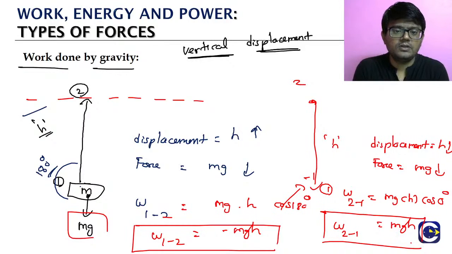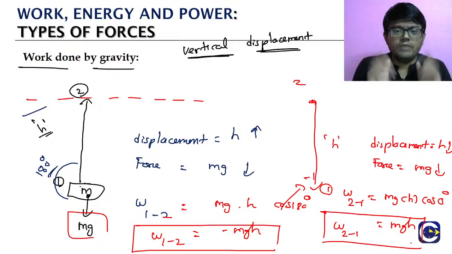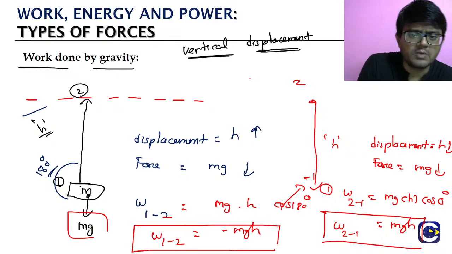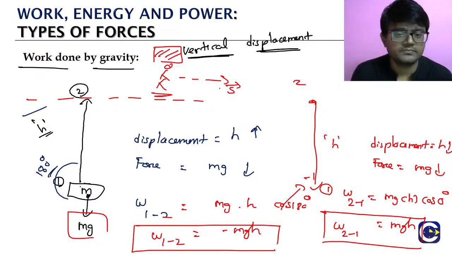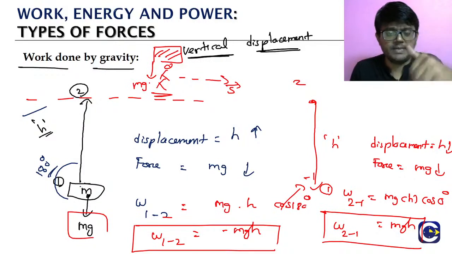When? Say for example, we hold an object and we are moving in the horizontal direction, an example like the one we saw before. So look here, there is a person, he is holding some object and he is moving in the horizontal direction. Look, gravity is acting on that object, right? How does gravity act? Downwards.